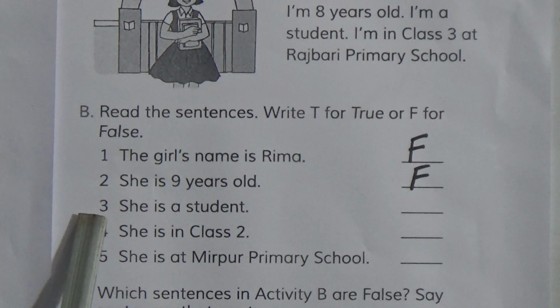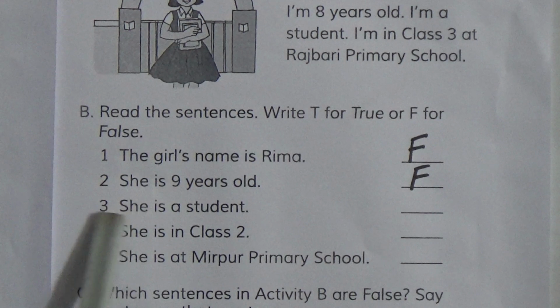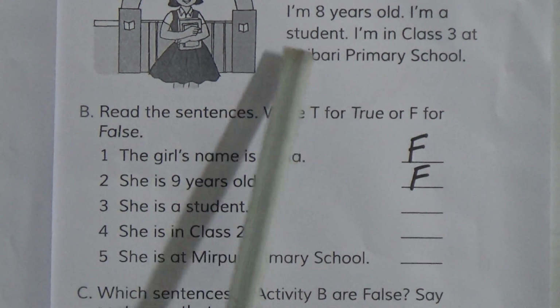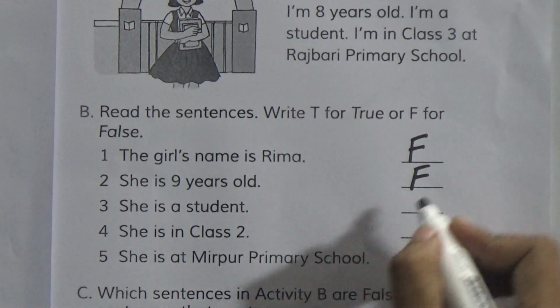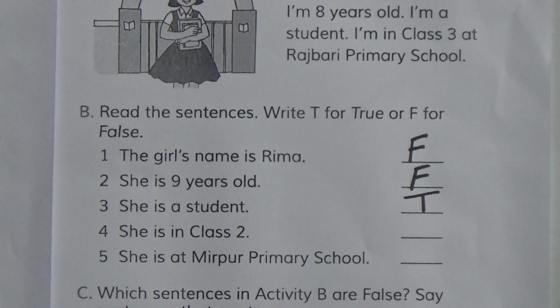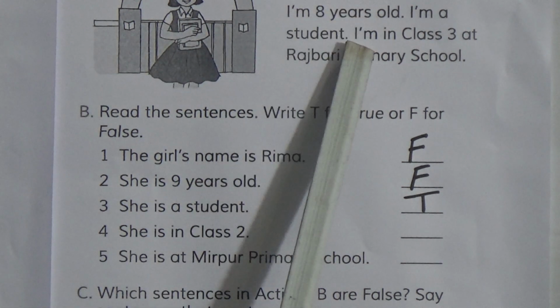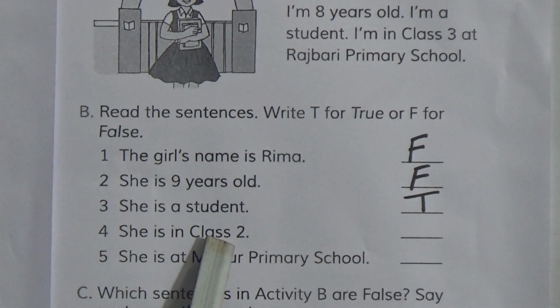Number 3. She is a student. This information is correct. She is a student. So this sentence is true. So we will write T here. Number 4. She is in class 2. Next sentence. The text says she is in class 3. So this sentence is also false.